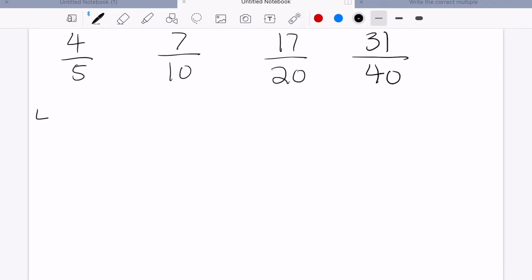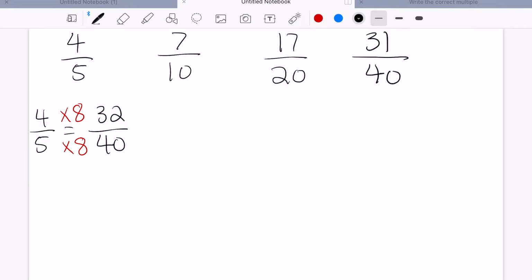4/5 turn into 40. What do we have to do? 5 times 8. Very good. 4 times 8. Very good. So 4 times 8 is 32.